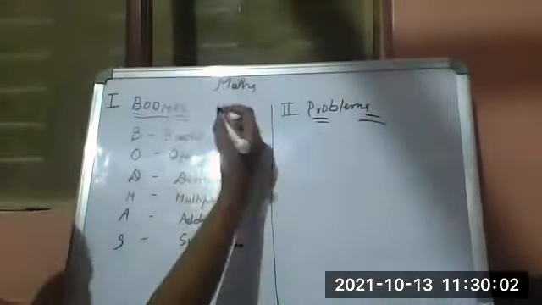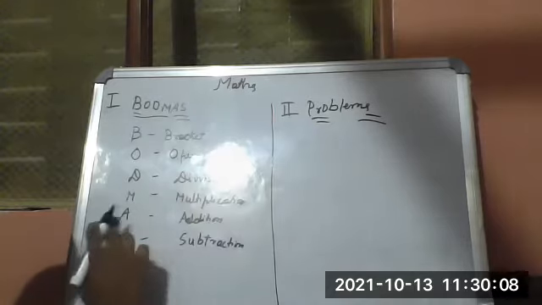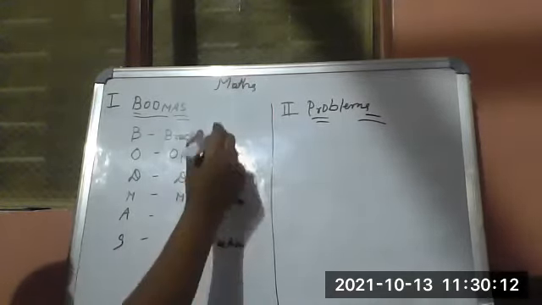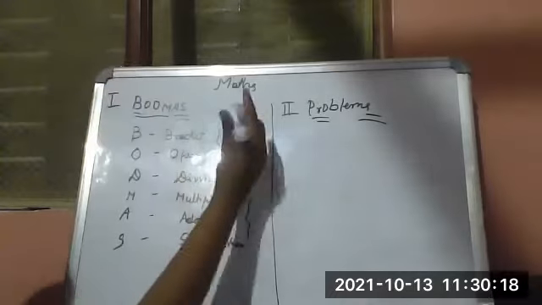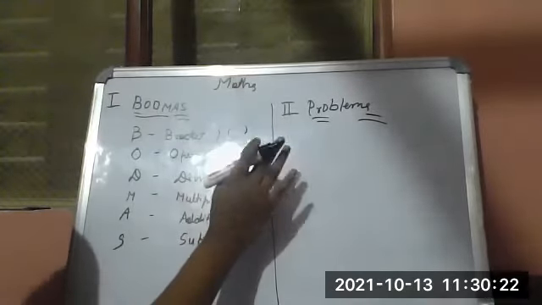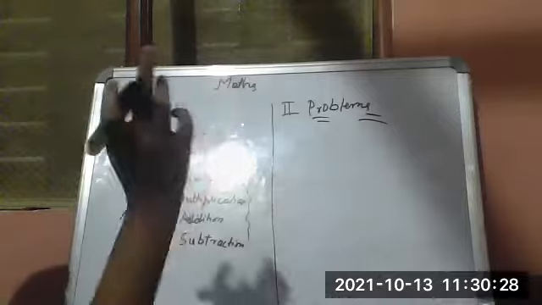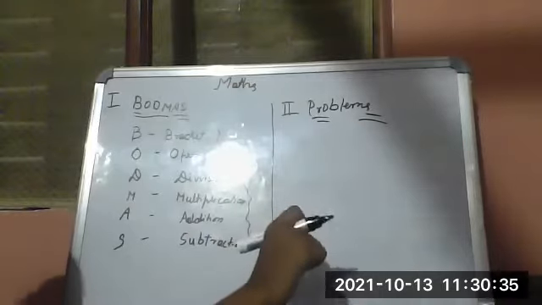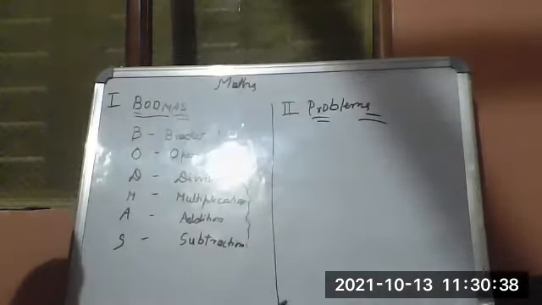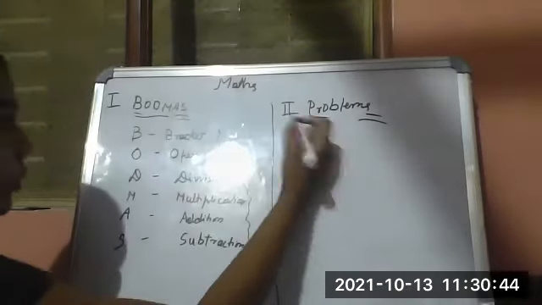B means bracket, O means open, D means division, M means multiplication, A means addition, and S means subtraction. So these are the operators in BODMAS. The bracket is this which we use, and the next step means you need to open the bracket, and then you need to do the division, and then multiplication, and then addition, and then subtraction. You can apply this rule only if you have long equations. I'll show you the examples here in the problems.